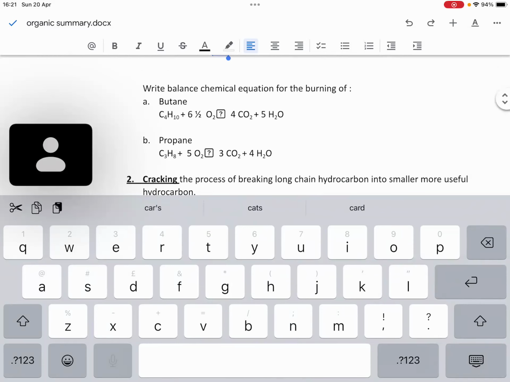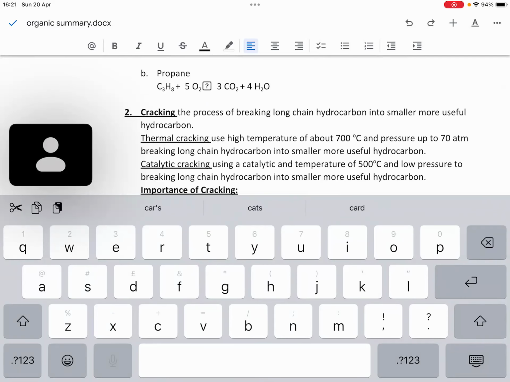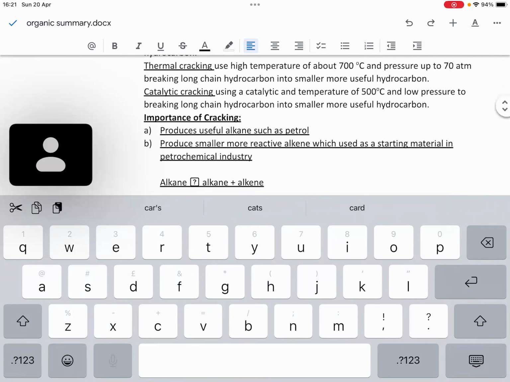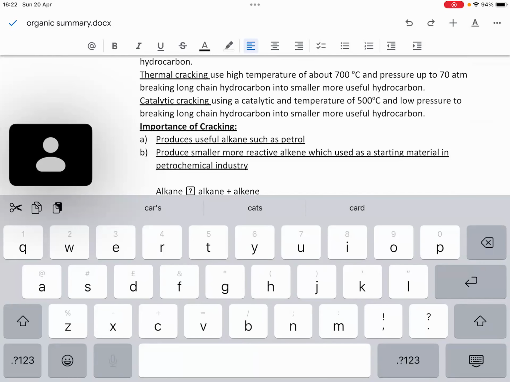So when you're balancing the burning reaction, we always balance the carbon first, followed by the hydrogen, and lastly the oxygen. Cracking is a process of breaking long-chain hydrocarbons into smaller, more useful fractions. Cracking is important because it produces very useful alkanes, such as petroleum, and it also produces smaller, more reactive alkenes, which are used as starting material in the petrochemical industry. Anything that comes from petroleum products, we call the petrochemical industry. But generally, alkenes are used to make polymers. So for example, propene is used to make polypropene. Ethene is used to make polyethene.